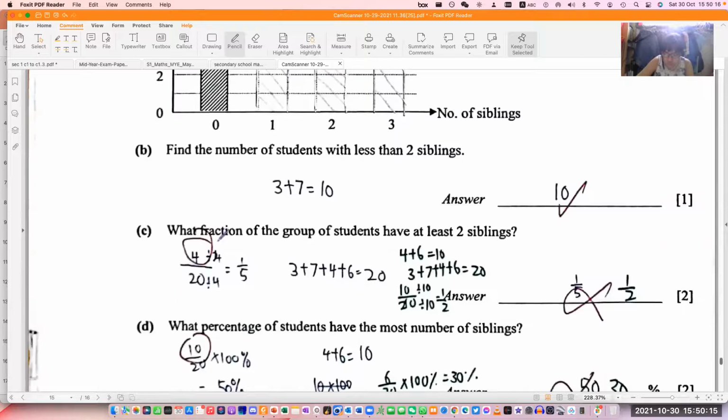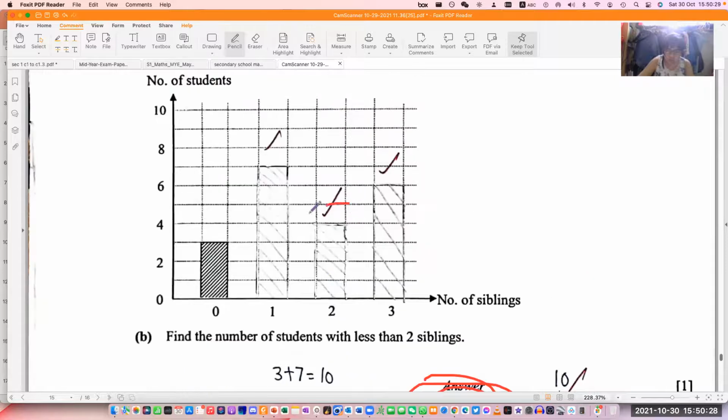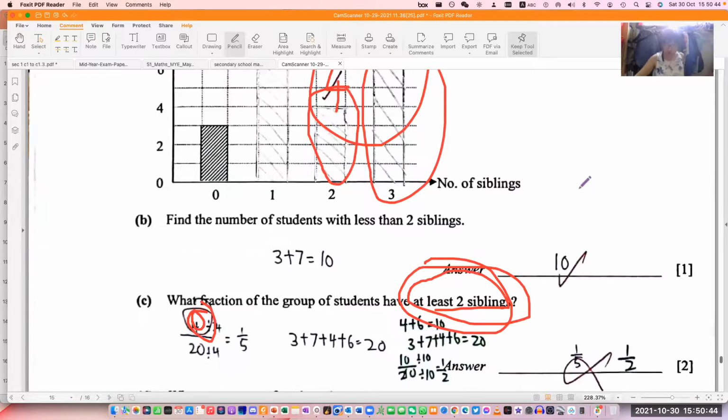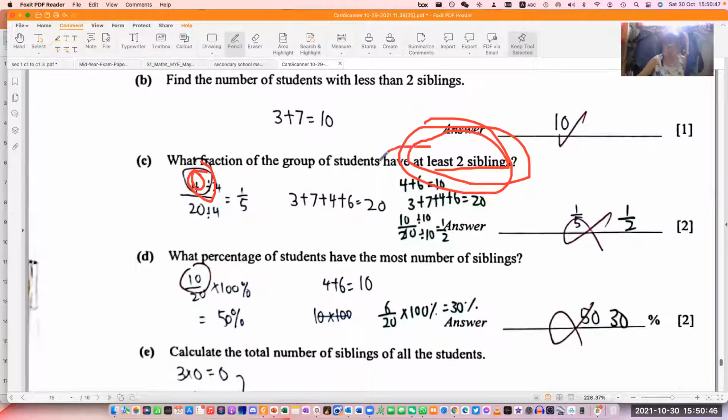This one? How come you got 4 here? At least 2 siblings, at least 2, right? What's the meaning of at least 2? That means 2 or more. So that means you add these up. Here's how much? 6. That means you add these 2 together, right? You pick 2. The question asks you for at least 2, you pick 2. That's why you're wrong.